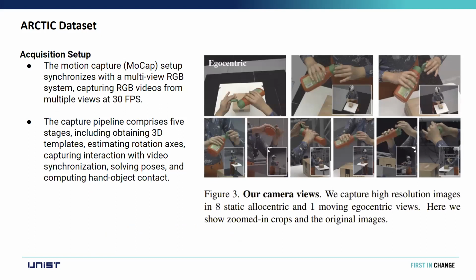So let's see how they acquire the dataset. For acquisition, they use a motion capture setup, which synchronizes a multi-view RGB system, capturing from different angles at 30 fps. They also capture the pipeline. The pipeline that uses this motion capture has 5 stages, which include the 3D templates. They also estimate the rotation axis, capture the interaction between the video and synchronization, solve the pose problem, and compute the hand-object contact. As you can see here, they use one egocentric video and 8 allocentric videos for each object, which makes it much richer and more diversified for the given task they propose.